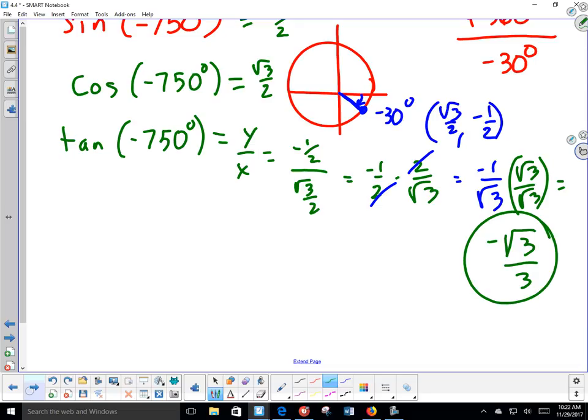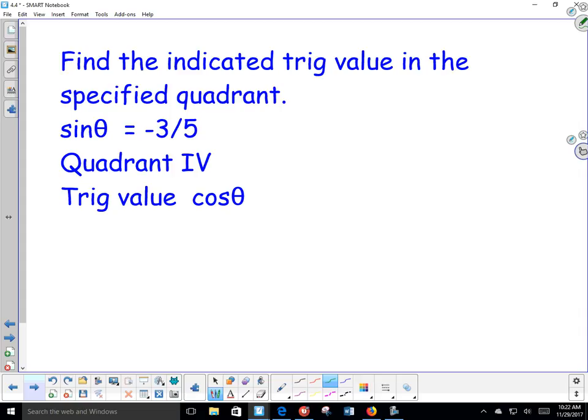All right, let's take a look at another example. Find the indicated trig value in the specified quadrant. All we know is that sine of theta is negative 3/5, that theta is in quadrant 4, and the trig value we're trying to find is cosine. Find the indicated trig value in the specified quadrant with the clue that the sine of theta is negative 3/5. Garrett? Use a unit circle. We could use the unit circle, but I think in this case we do want to draw a sketch, but maybe not the unit circle.